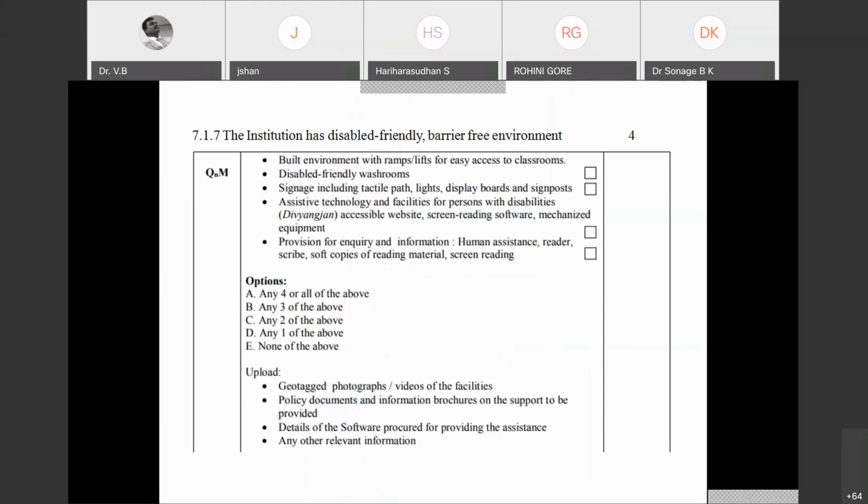And whether the institution has a disabled friendly, barrier free environment: ramps, lifts, disabled friendly washrooms. So here you will require the geotagged photographs, and in case you have any policy document that is put up around the institution, that should also be included.